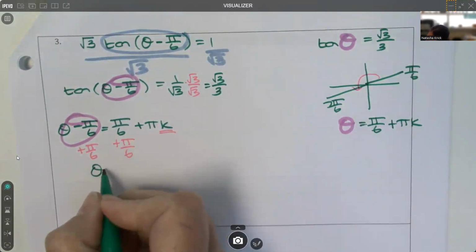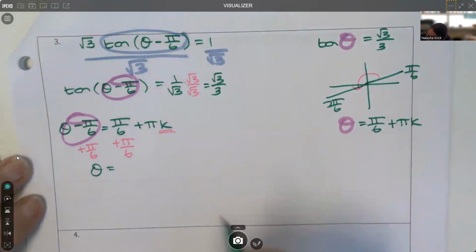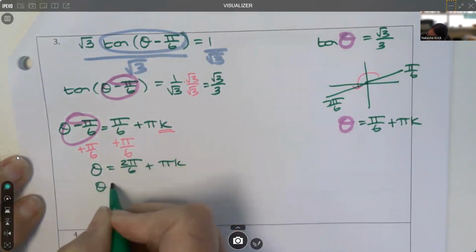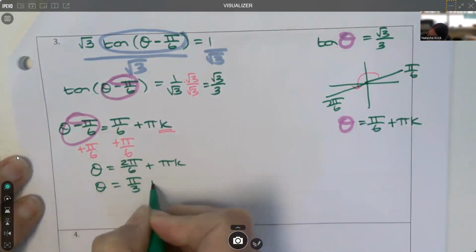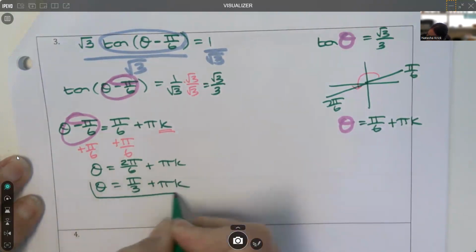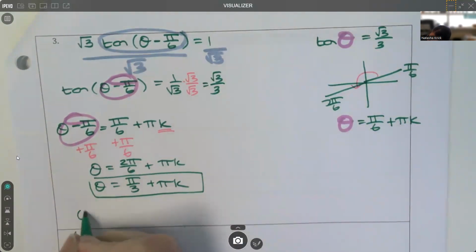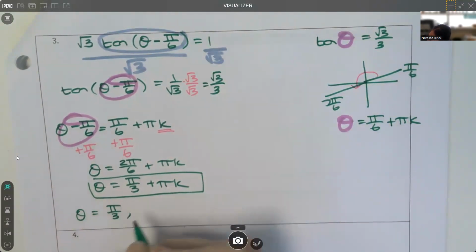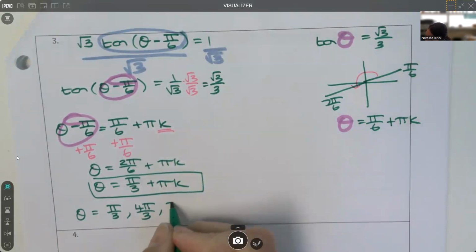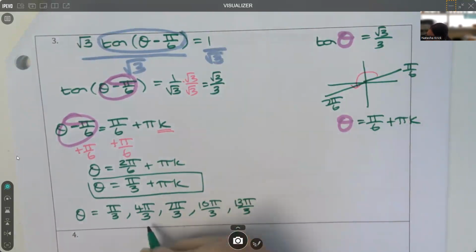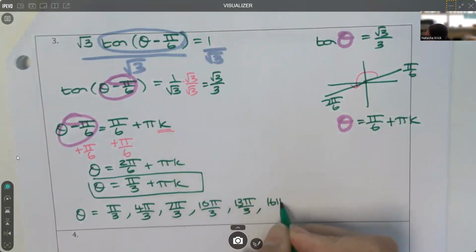I'm just going to add it one time. And so then I'm going to get theta equals pi over 6 plus pi over 6 is 2 pi over 6 plus pi k, and I could simplify that to be pi over 3 plus pi k. So this would be my general solution. And then if I wanted to write my first 6 positive ones, I could go pi over 3. Now I'm going to add pi or 3 pi over 3. So that's going to be 4 pi over 3, 7 pi over 3, 10 pi over 3, 13 pi over 3, and I'm going to do one more, 16 pi over 3.